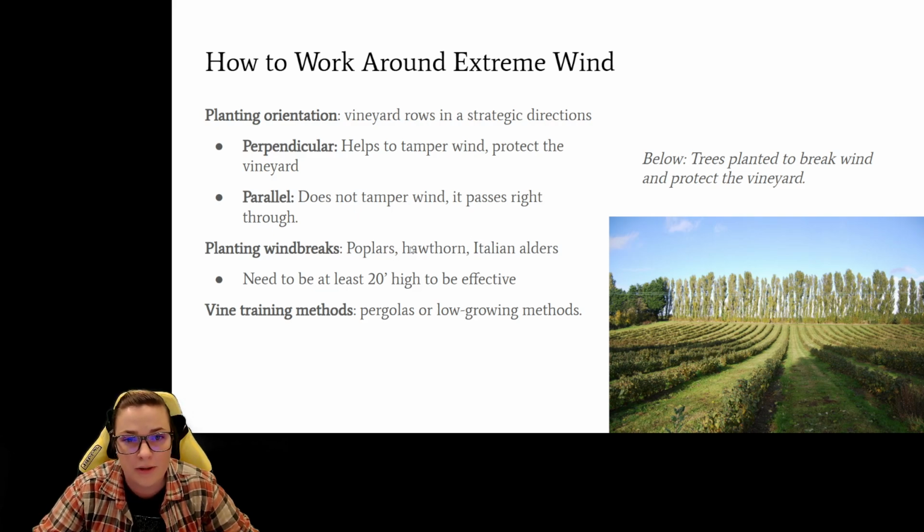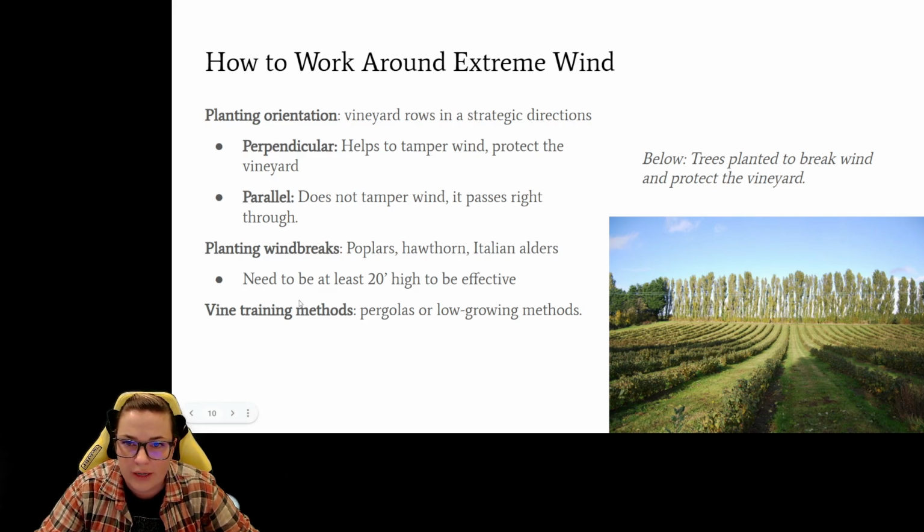So this could be poplars, hawthorn, or Italian alders. There are other options too. You'll see this in some areas of Italy, even in California. You'll see these beautiful trees planted to create a physical barrier to protect the vineyard, right? And sometimes it really is for cosmetic, fanciful landscaping, but for the most part, in a real world application, when you see them planted like this, it is an actual defense for the vines.